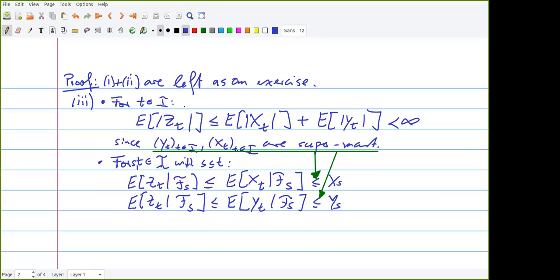Okay. And now, if I apply these two inequalities and combine them, I can estimate the conditional expectation of Z at time t, given the information up to time s, by the minimum of X_s and Y_s. Right. And this completes the proof. So we see that the Z has to be a supermartingale as well.